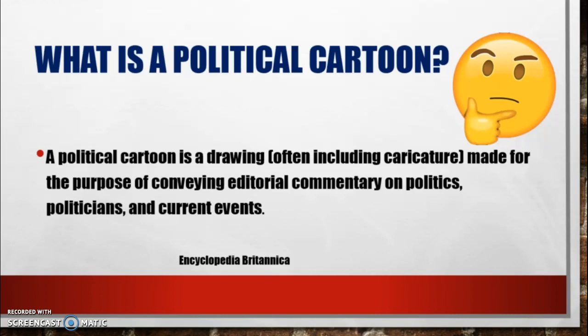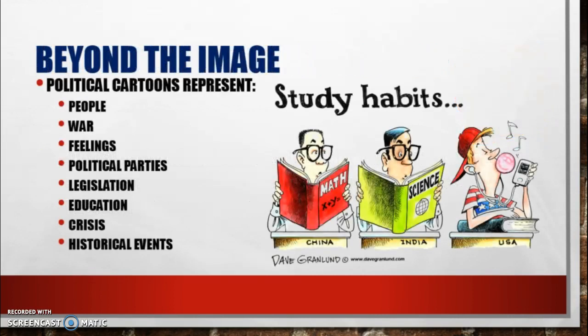a political cartoon is. Now, according to the Encyclopedia Britannica, a political cartoon is a drawing and it often includes a caricature. And a caricature is an exaggerated image of some subject in the political cartoon. And as a whole, that caricature and the rest of the cartoon is meant to evoke conversation about politics, politicians, and current events. Now, that's not to say that those are the only subject categories for political cartoons. In fact, political cartoons often reference people, feelings, education, and historical events.